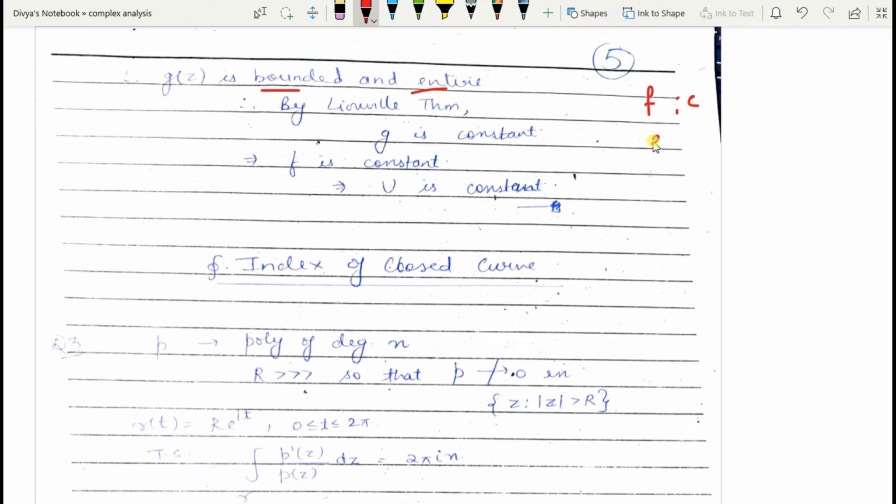g is entire because f was analytic on the whole complex domain C, and the exponential function is entire. So g is bounded and entire. By Liouville's theorem, g should be constant, and if g is constant, then f should be constant, because g was nothing but e to the power minus f. So since g is constant, f is constant, and hence the real part of f is constant, that is, the function u is constant. Is this clear? Any doubt in this section you can ask?